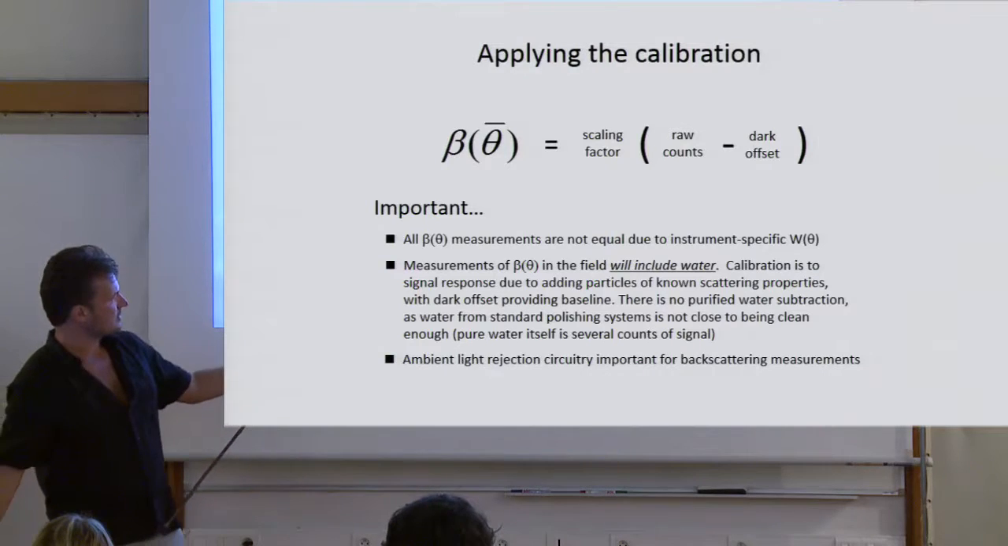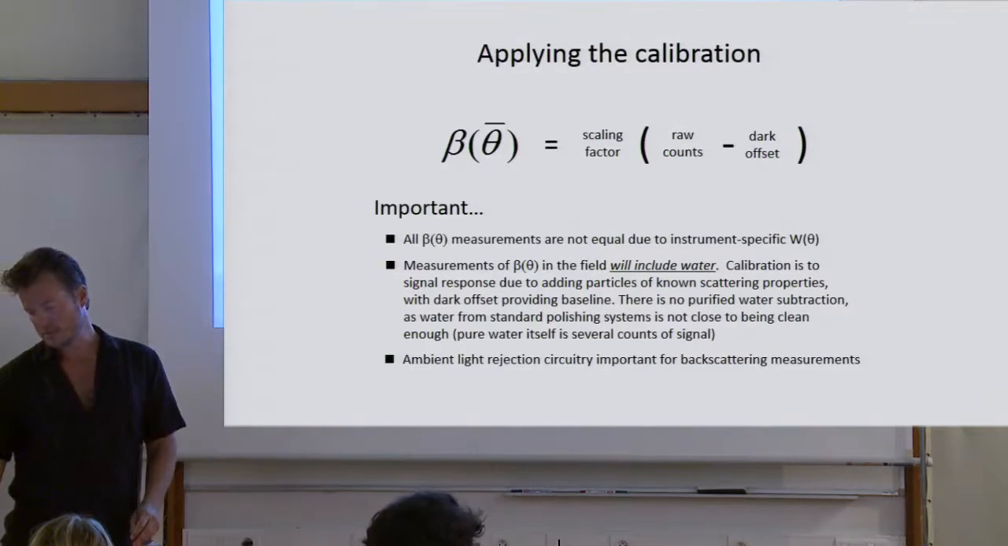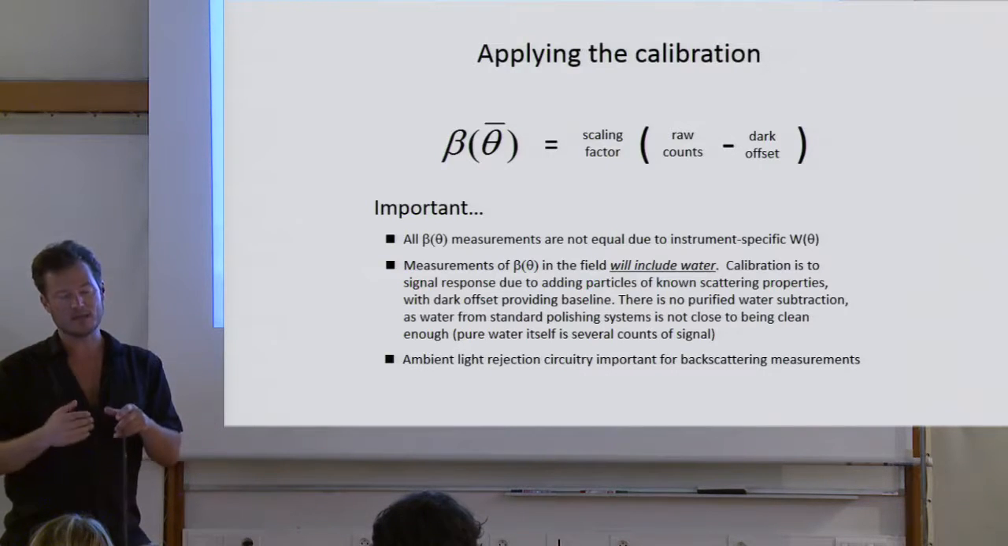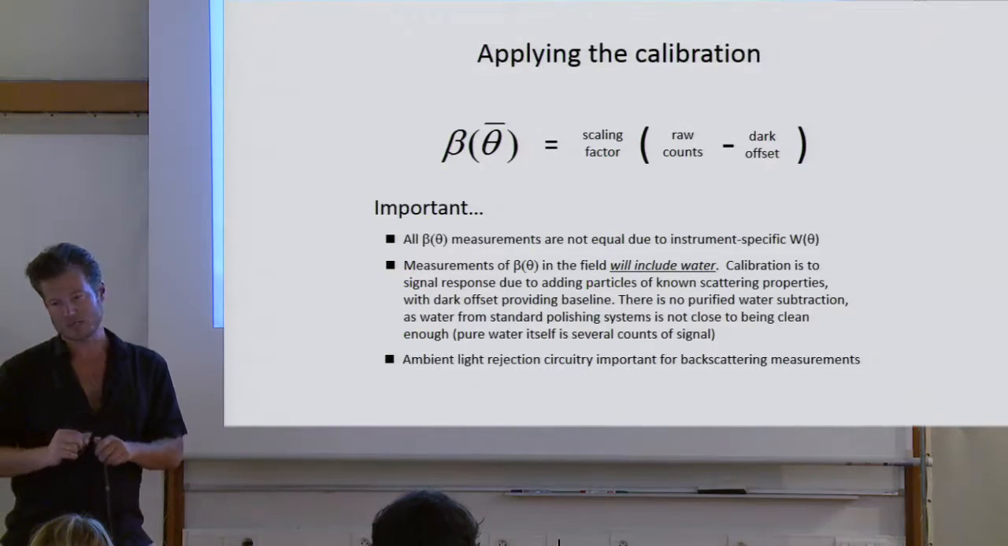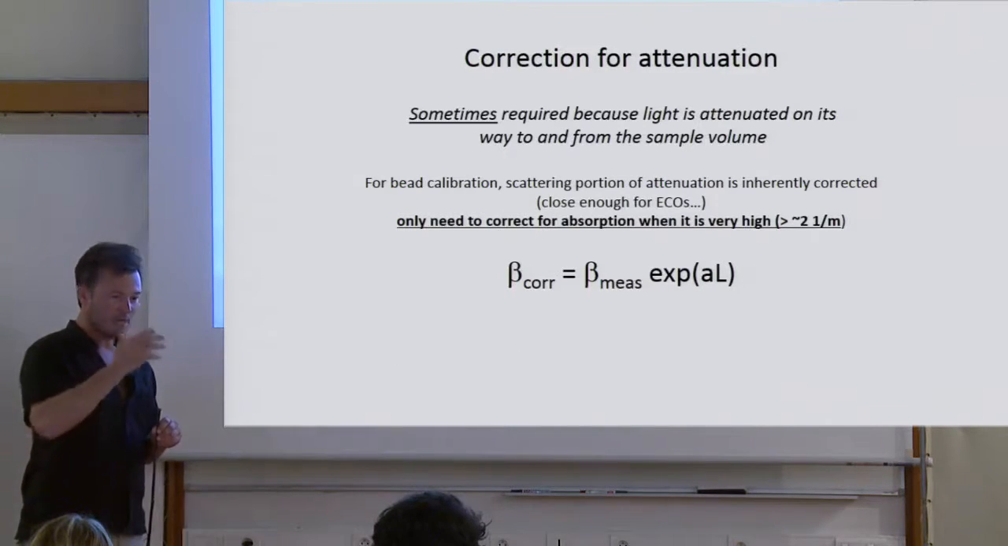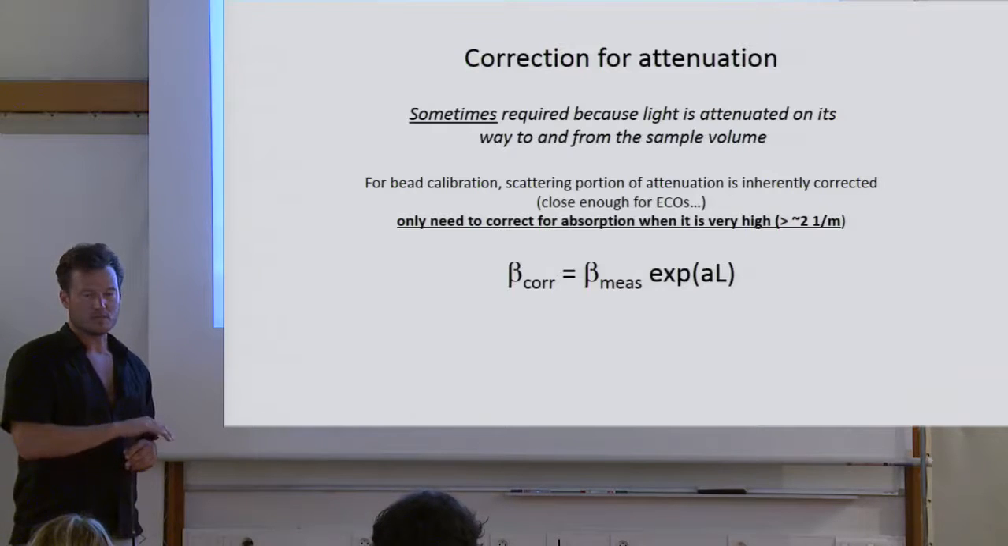And the other point is that ambient light rejection circuitry is important, which is just an engineering concern. But especially near the surface, we have a lot of ambient light, and you've got very, very little light being scattered back towards the detector. It's an important concern, and in early models of these sensors, it was always something that was a real challenge.